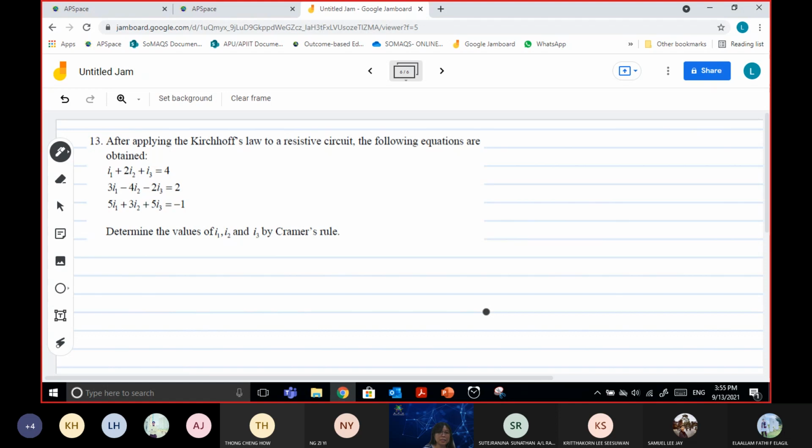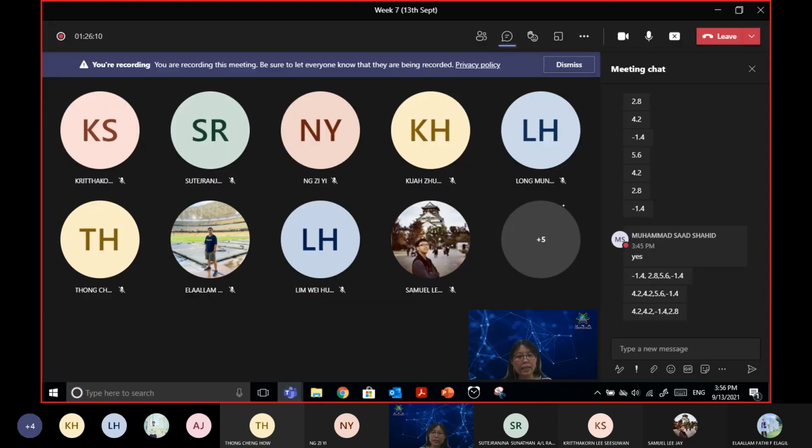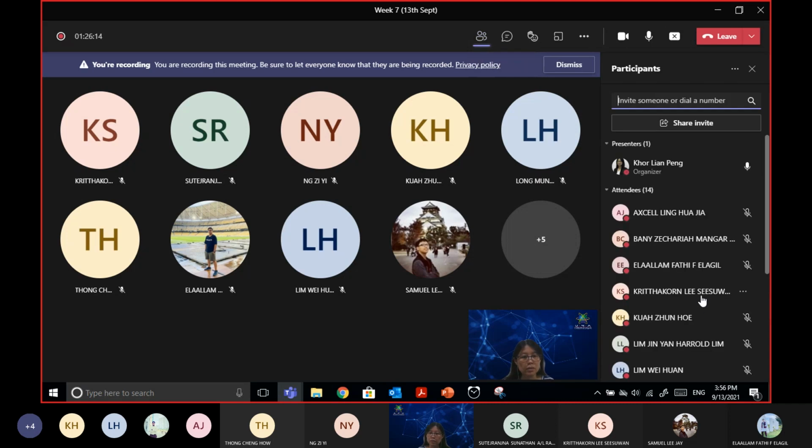We already know the answers for this one. I1 equals 2, I2 equals 3, and I3 equals -4. We already know this is the answer because it's the same as question 10. So we just need the methods. Any of you already done? Can I have a look here? Who is the student?